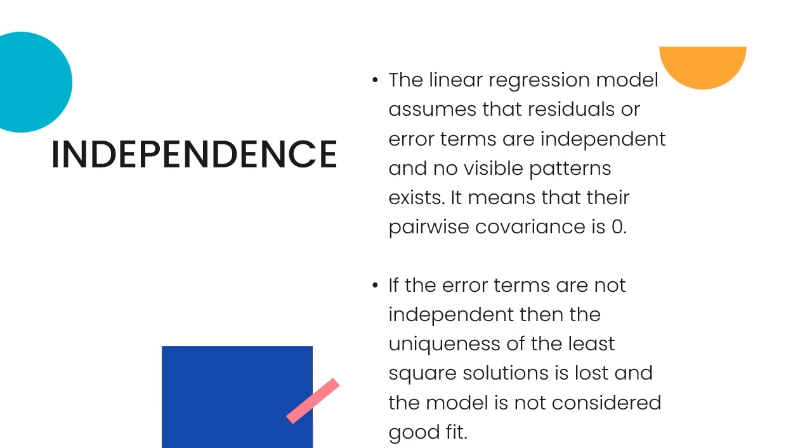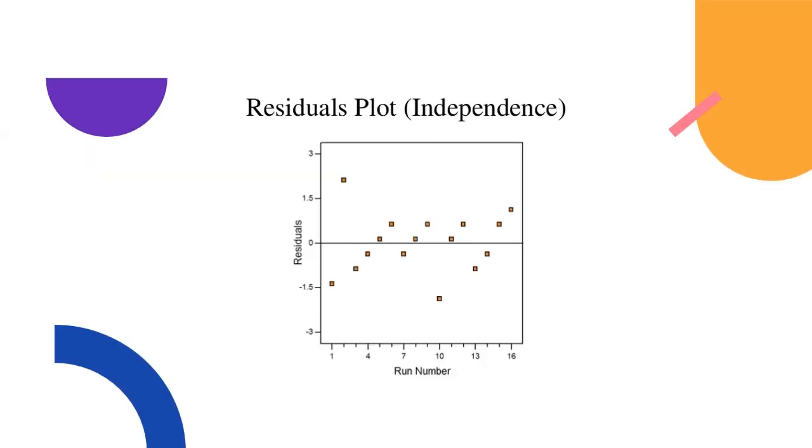Here we are going to talk about the first assumption, independence. The linear regression model assumes that the residuals, or the error terms, are independent and no visible patterns exist. It means that their pairwise covariance is zero. If the error terms are not independent, then the uniqueness of the least squares solutions is lost and the model is not considered a good fit. Here we can see the residual plot for independence, where there are no certain patterns for the variables. The variables are scattered in a zigzag way, and also with some outliers.